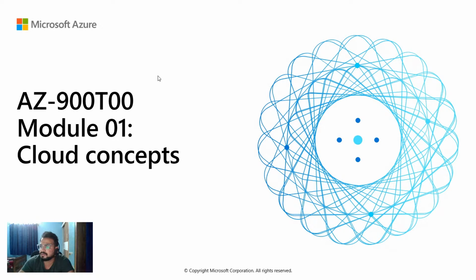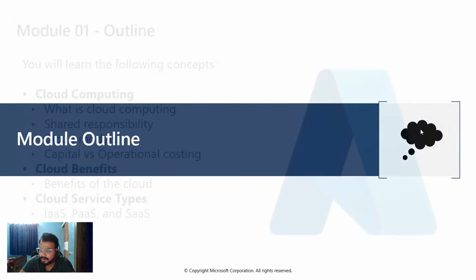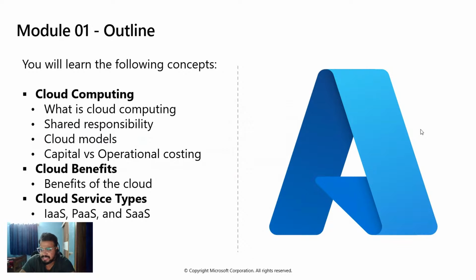So the first module is basically cloud concepts. This is the module outline, where you'll be seeing what is cloud computing, the shared responsibilities, the cloud models, and something called CapEx and OpEx, or capital cost versus operational cost, cloud benefits, and the different types of services.